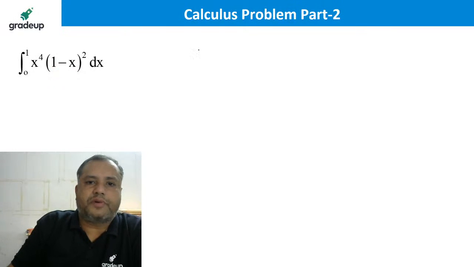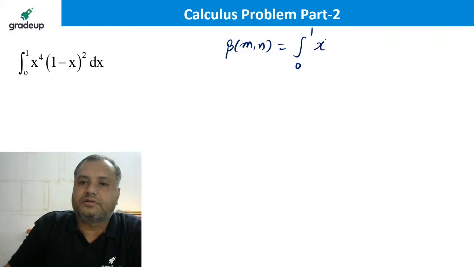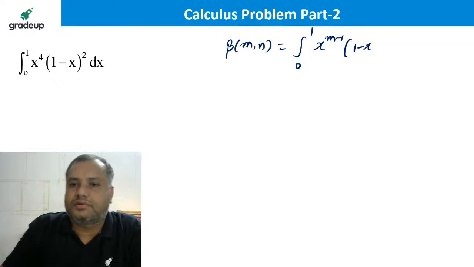Next. Now we have one property what is called as beta function. So beta m comma n is integration from 0 to 1 x to the power m minus 1 and 1 minus x to the power n minus 1.